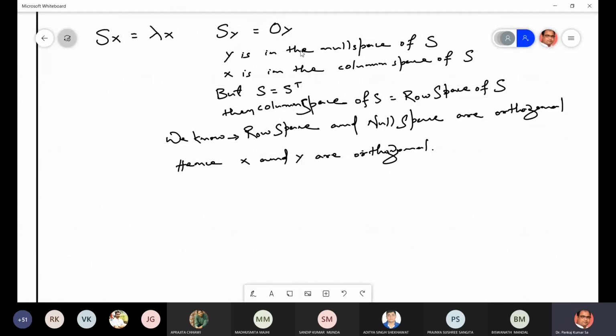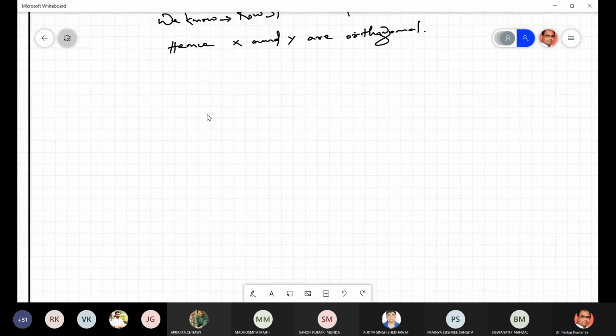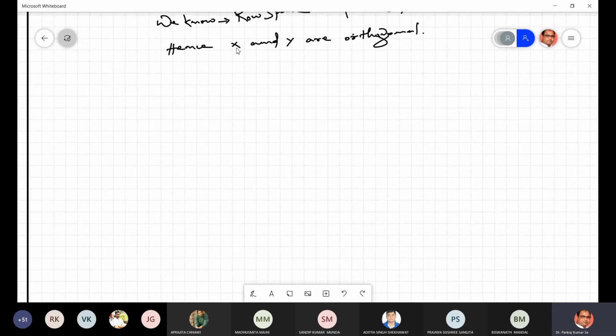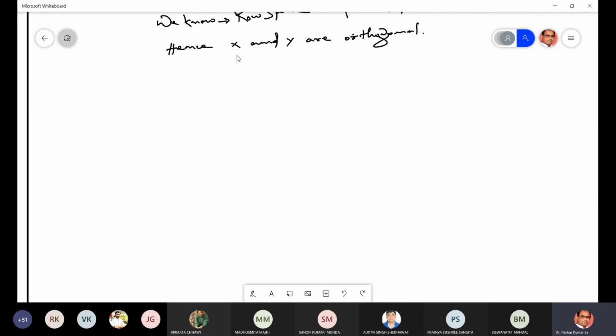Now this one was a cakewalk actually. Lambda is one of the eigenvalues, 0 is another eigenvalue. So x is the corresponding eigenvector of lambda, y is different from x, and we proved that. But then what if the eigenvalue is not equal to 0, it's something else?